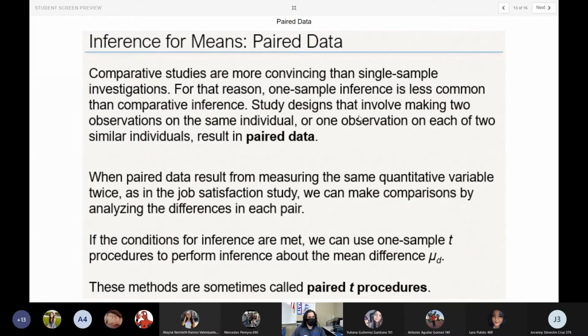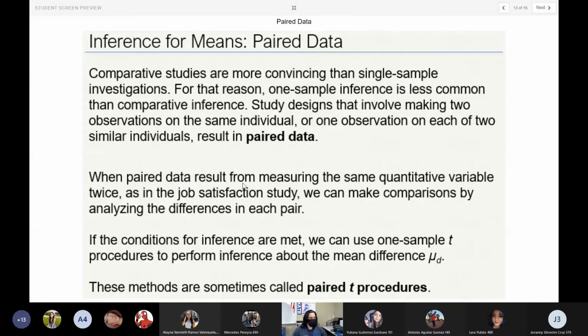Study designs that involve making two observations on the same individual or one observation on each of two similar individuals result in paired data. It's almost like if we reach way back to things that we've seen in the past, like a matched pair block, right? We were doing blocking for our study.